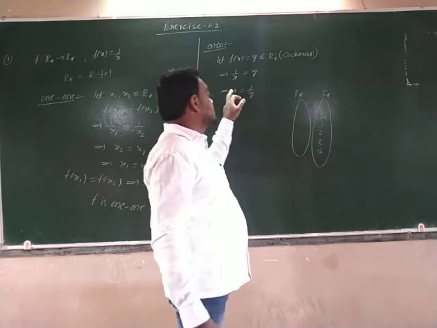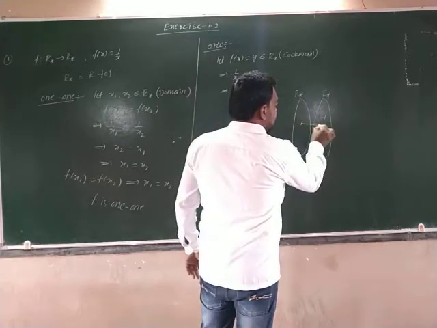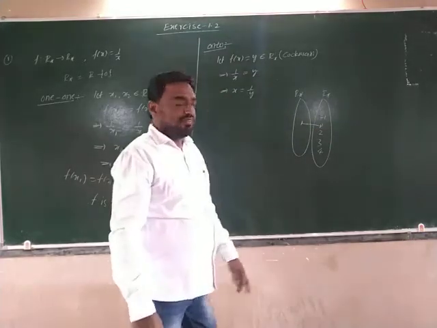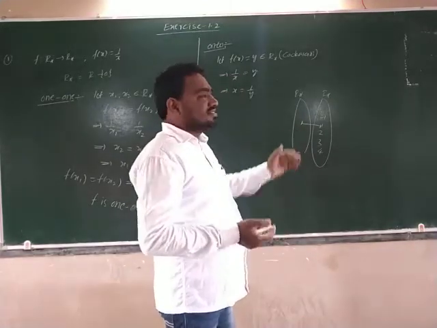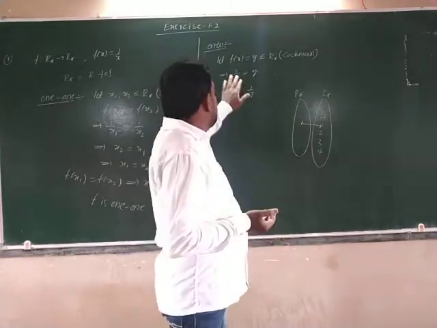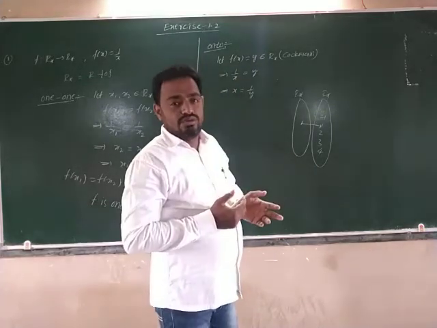1 by 1 is equal to x, so x is equal to 1. That means 1 is mapping with 1, so 1 has a pre-image. For example, take x equal to 1 by 2. Then 1 by 1 by 2 is equal to 2. That means 1 by 2 is related to 2.